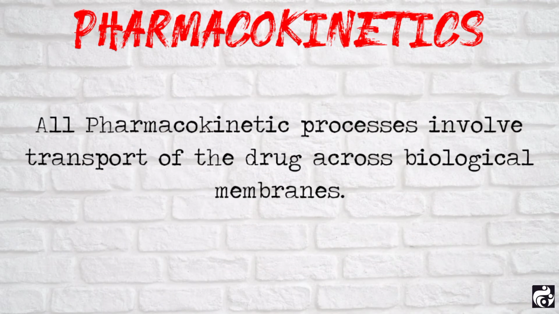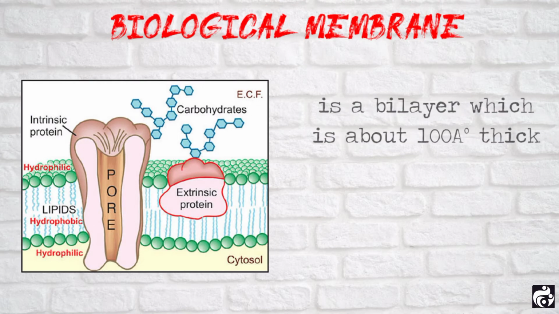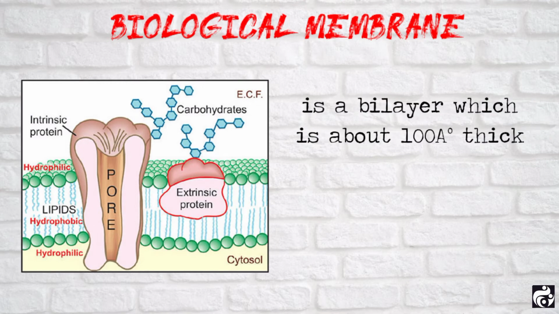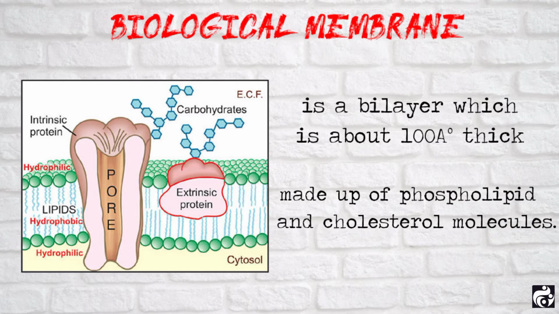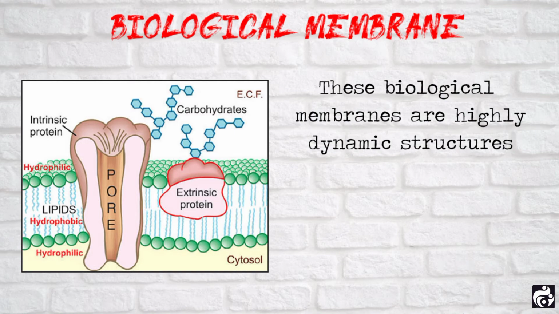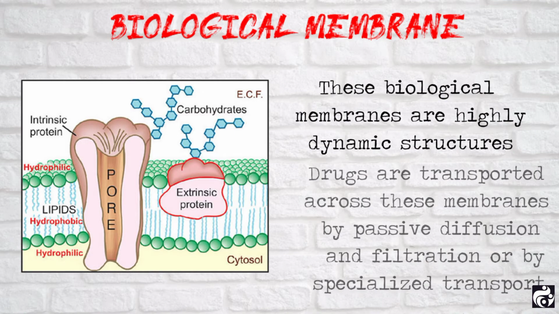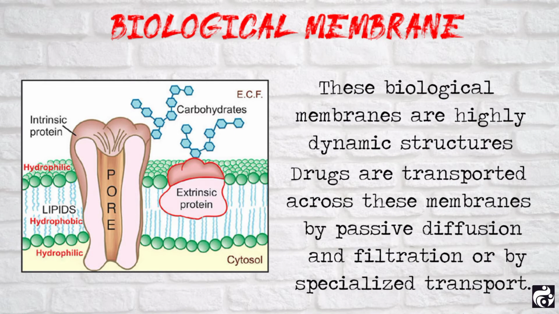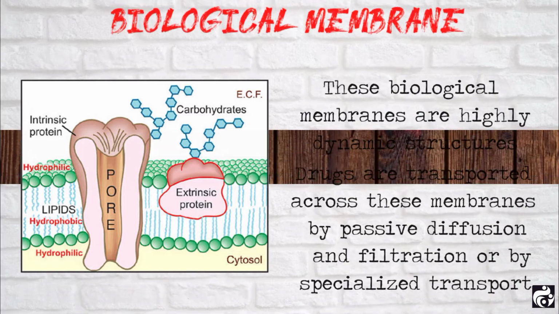All pharmacokinetic processes involve transport of the drug across the biological membranes, where a biological membrane is a bilayer which is about 100 Angstrom thick and made up of phospholipid and cholesterol molecules. These biological membranes are highly dynamic structures. Drugs are transported across these membranes by passive diffusion and filtration or by specialized transport.